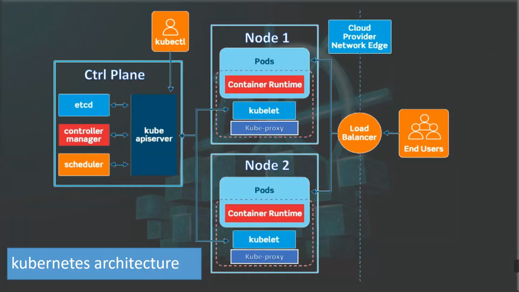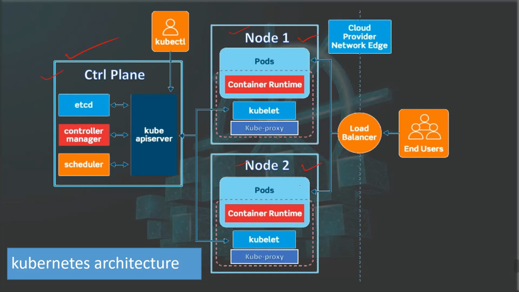In Kubernetes architecture, we have one master machine, or we can say the control plane, and another is the worker node. In this case, we have two nodes, node 1 and node 2. These node 1 and node 2 are nothing but instances. You can say it's an EC2 instance. This is also one instance, and node 1 and node 2 are also instances.